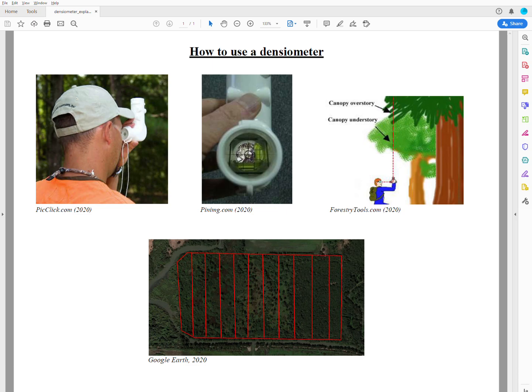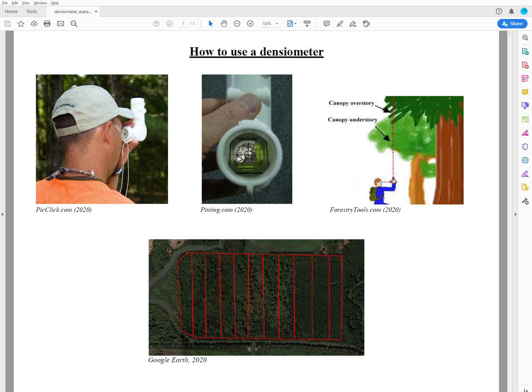Keep that context in mind as I talk about how we're going to use a densiometer. So I said, okay, you take your first point, then you walk 10 meters, you take another point, you walk 10 meters, and so forth along your transect. Well, what does that mean to take your point? In this case, we're going to use a densiometer.